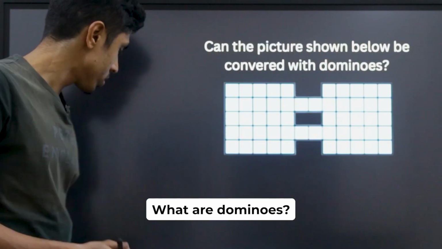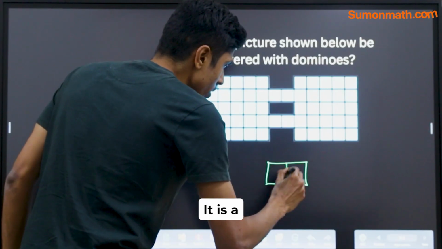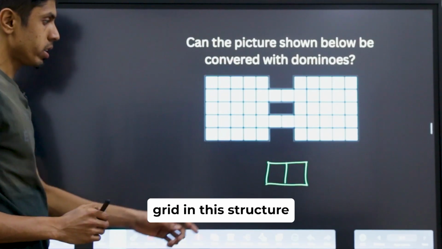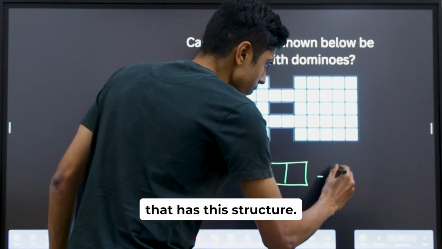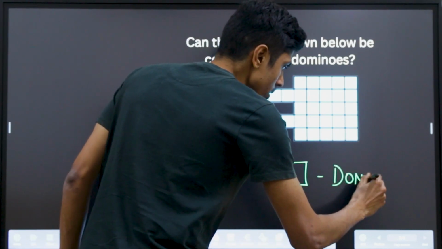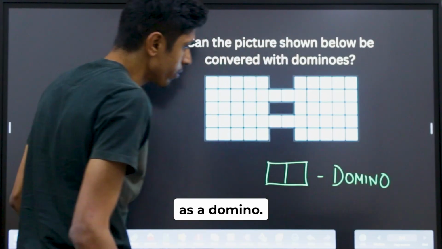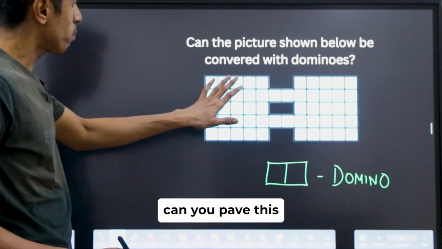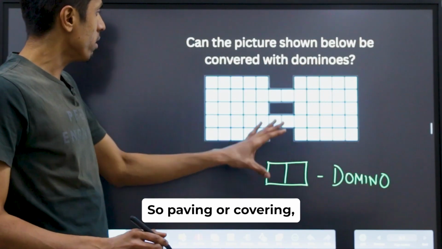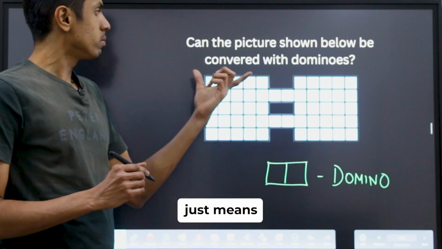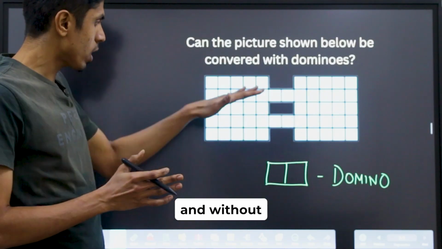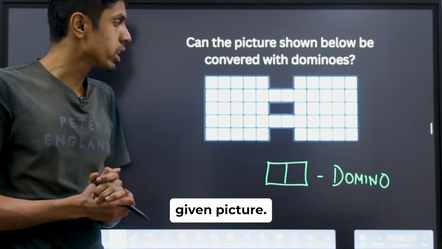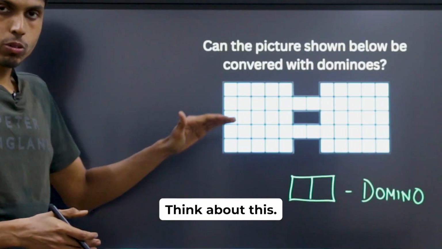What are dominoes? It is a 1x2 grid in this structure. So this is called a domino. Now using this, can you pave this entire structure? Paving or covering just means you have to lay them without any overlap and without any protrusion out of the given picture. Think about this.